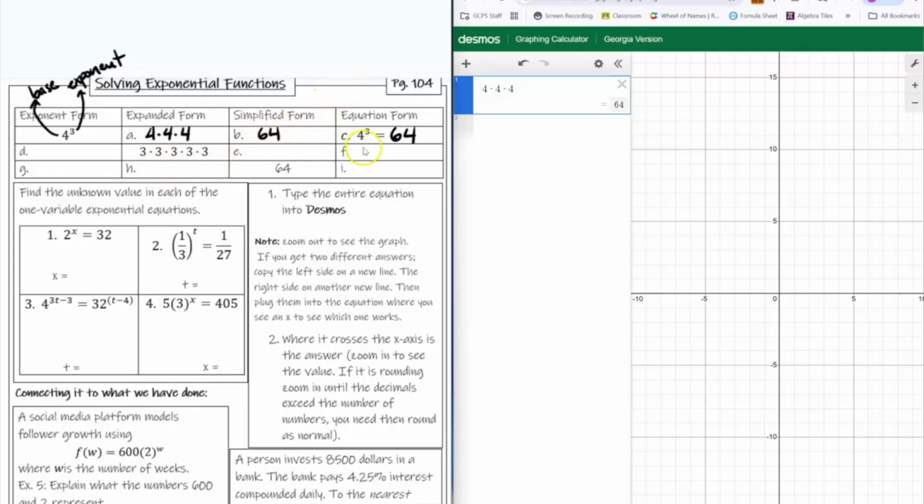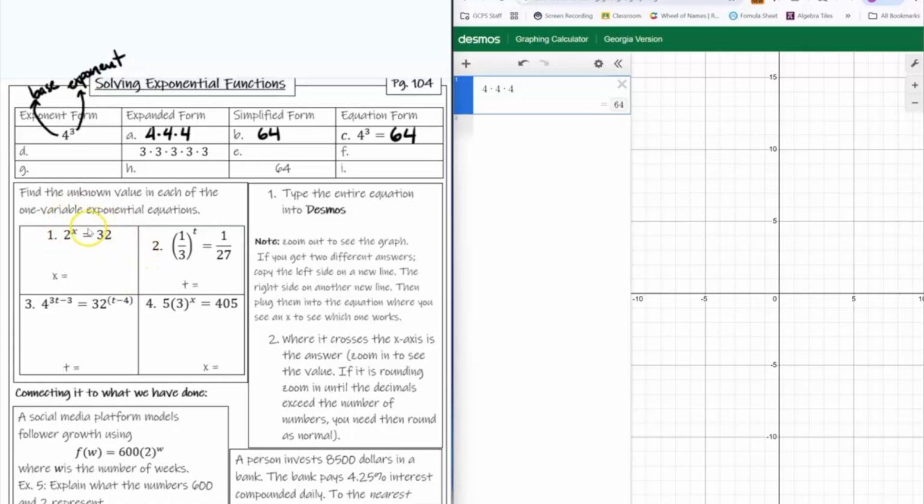So what you're going to do is fill out these empty boxes and see if you can fill out each one of them. You're going to do D, E, F, G, H, and I. Now that you've done that, you understand what a base and an exponent are. Now we're going to talk about what we'll be covering, which is exponential functions.